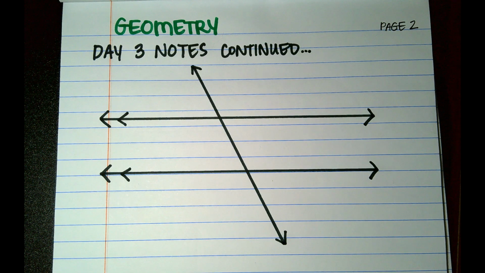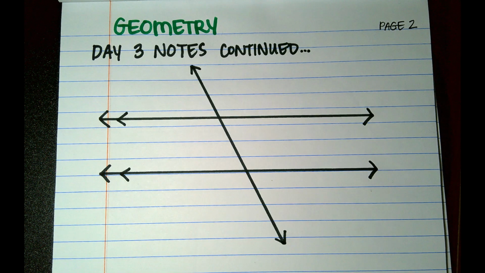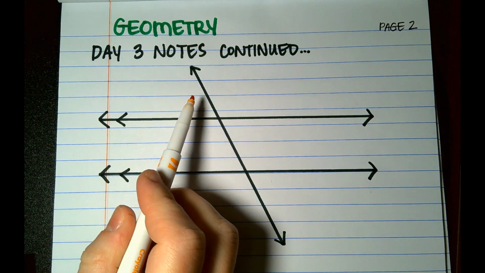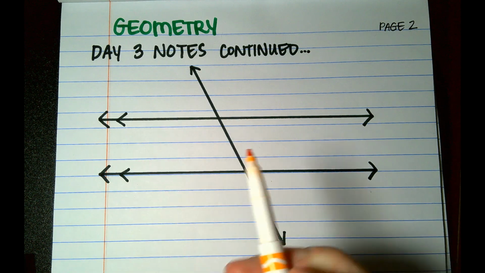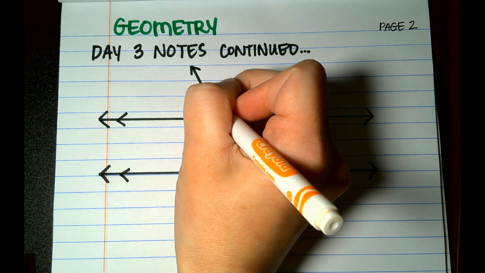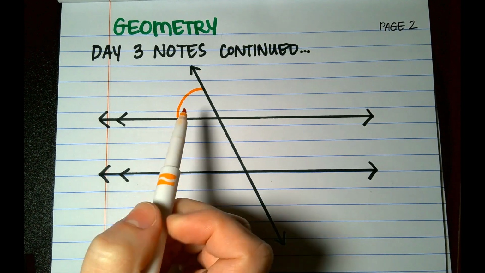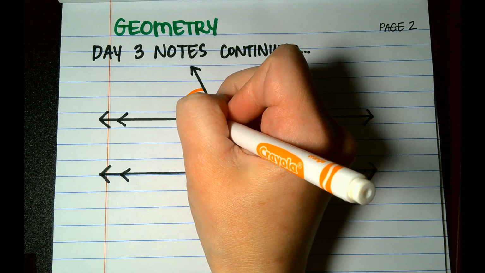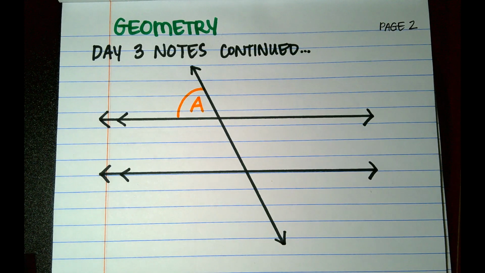Now, whenever we have 2 parallel lines and a transversal, we have some relationships between all of the angles that will always be true. I'm going to start with this top angle at the left here, and I'm going to draw an arc, one arc here. And we'll call this angle A.